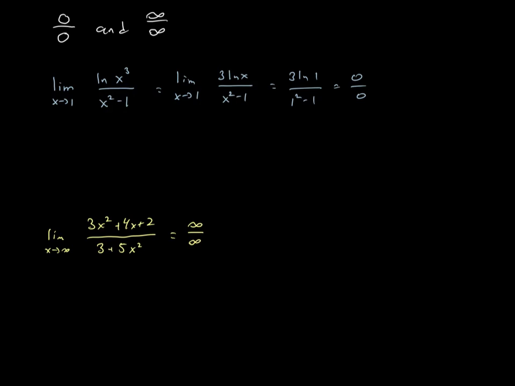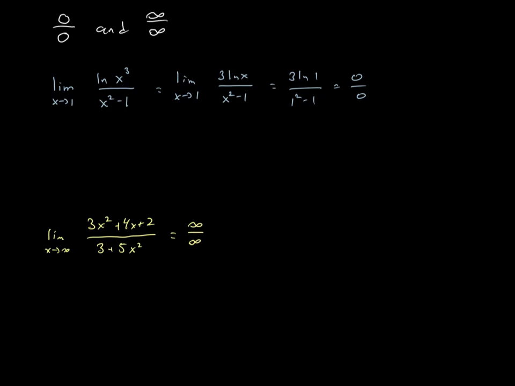Now, a lot of times on these, I will simplify as much as I possibly can. So in this case, I know by log properties that the 3 can be brought out in front. So that becomes the limit as x approaches 1 of 3 natural log of x over x squared minus 1. When I do the substitution, I get 3 times the natural log of 1 over 1 squared minus 1, which is 0 over 0, the indeterminate form.